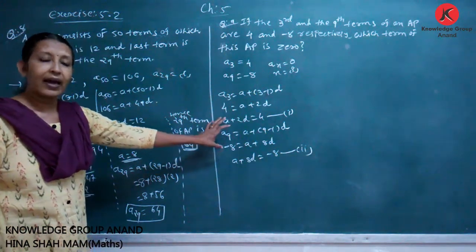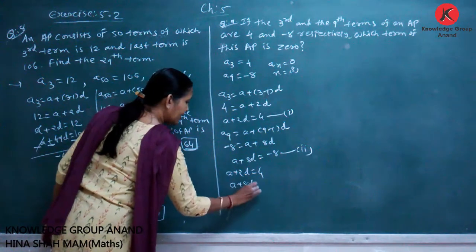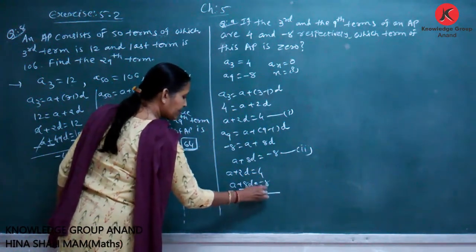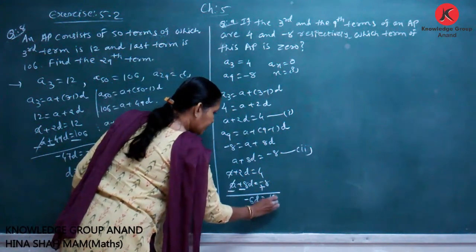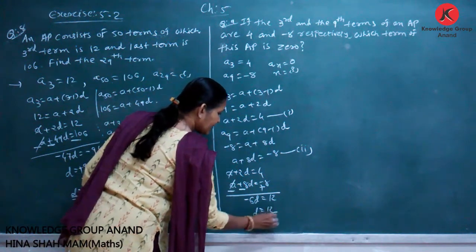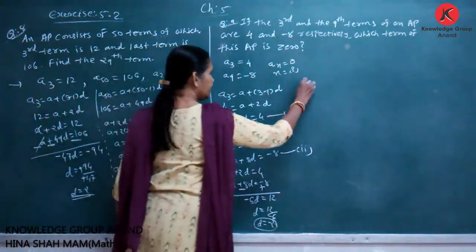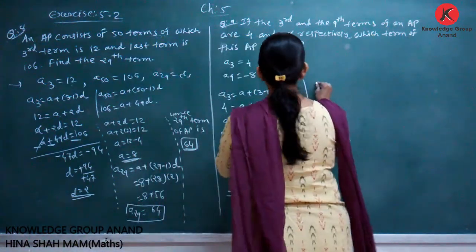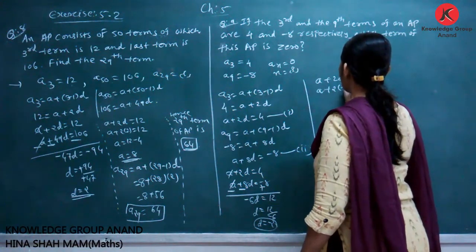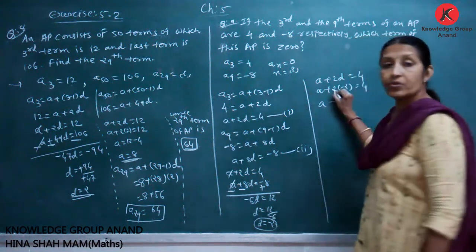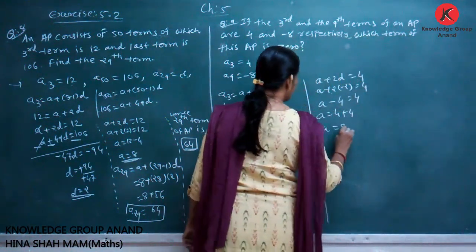From equations 1 and 2 we solve and get A and D. A plus 2D is equal to 4, A plus 8D is equal to minus 8. Subtracting, minus 6D is equal to 12. D is equal to 12 upon minus 6. D is equal to minus 2. Putting D is equal to minus 2 in A plus 2D is equal to 4, A plus 2 into minus 2 is equal to 4. A minus 4 is equal to 4. A is equal to 4 plus 4. A is equal to 8.